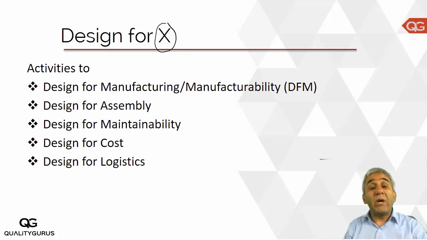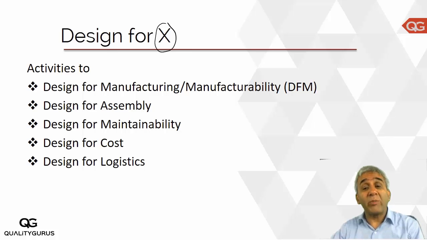X could mean manufacturing. So what you want is your design to be good for manufacturing. It should be easy. It should be quick to manufacture. It shouldn't be creating too much of a problem during manufacturing. So your design could be design for manufacturing or manufacturability. You might call this DFM.